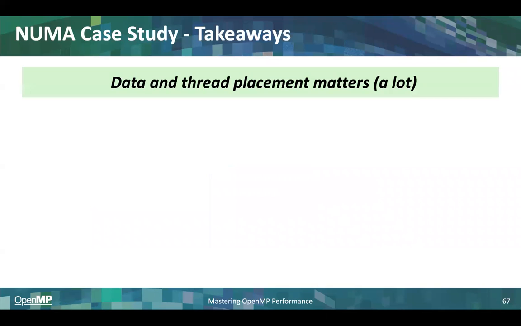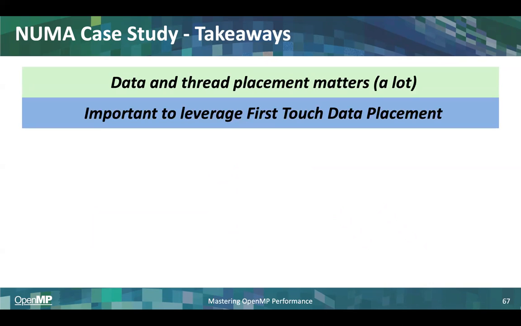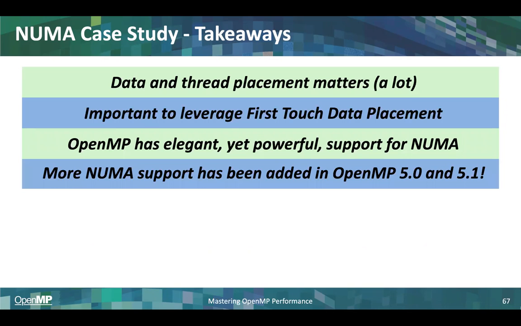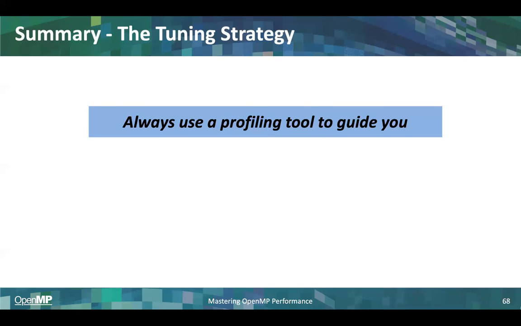All right, the takeaways. I hope to have shown that data and thread placement matters, and it could be a lot. Leverage first touch. It's a great way to figure out where your data is. I do think OpenMP has very good, powerful support. It's very hard to make this abstract and powerful and generic, but I think the committee working on this did a great job. More has been added in 5.0 and 5.1.